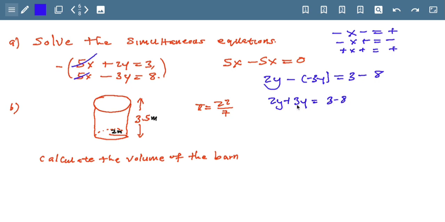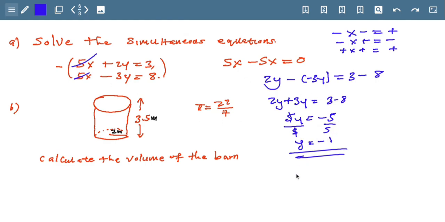So 2y plus 3y, here I'm going to have 5y. Then 3 minus 8, it is negative 5, not positive 5. Then you divide by 5. So 5 and 5, they are going to cancel each other. And then positive 5 into negative 5, that is negative 1. Then from there you are done. So this is the value of y.